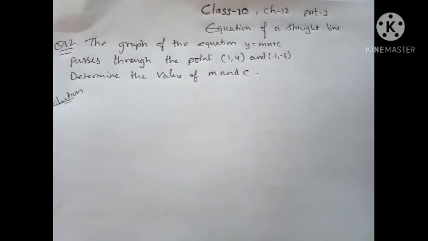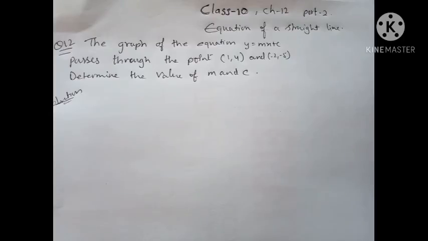Question number 12 goes something like this. The graph of an equation y equals mx plus c passes through the points (1, 4) and (-2, -5). Determine the value of m and c. Many of you might be thinking that I can use the two-point formula, but I cannot, because I have to find m and c. I won't get m and c both if I use that formula.